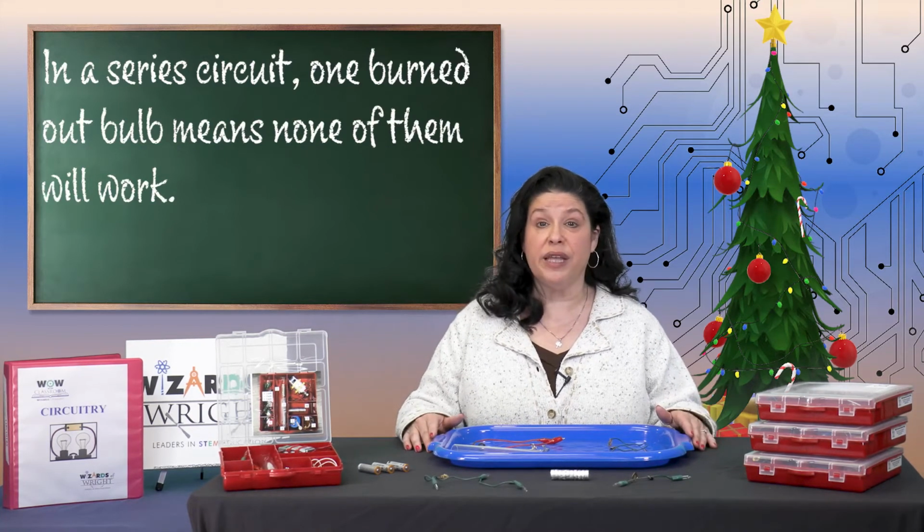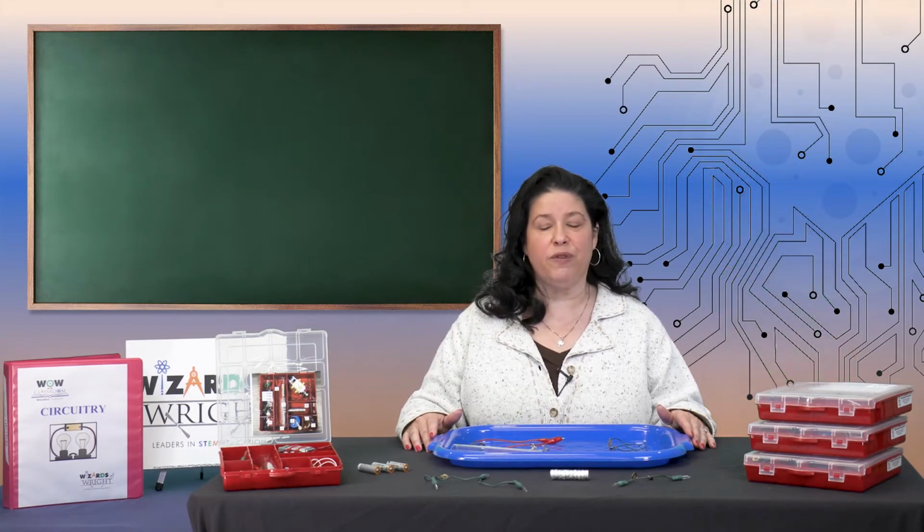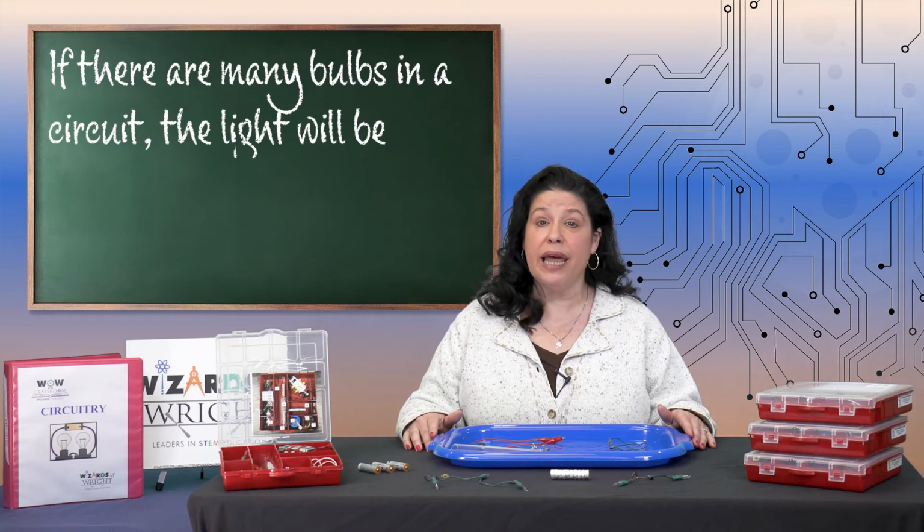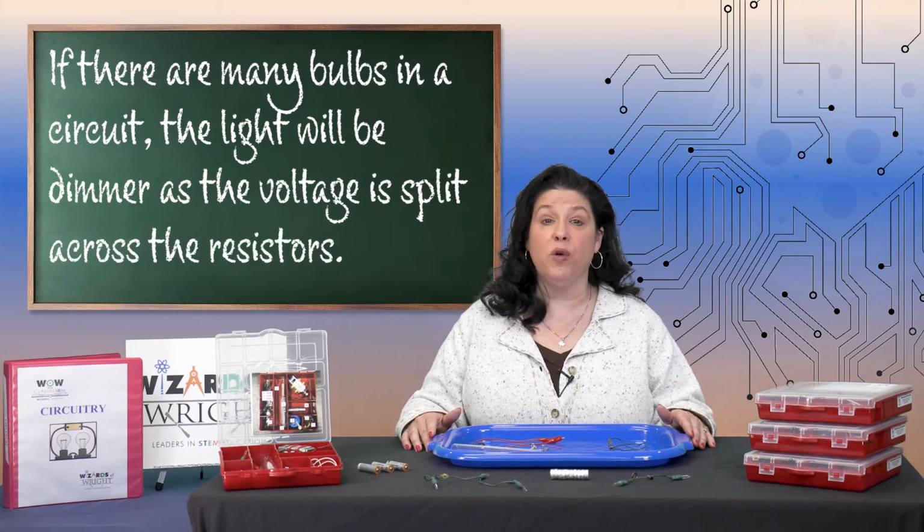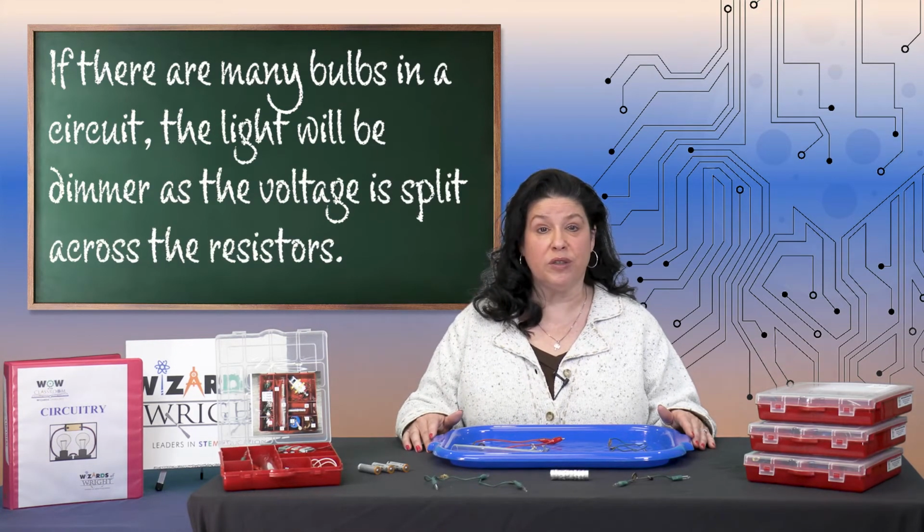One advantage to this is that you'll always know if there is a break in a series circuit. The disadvantage is that if there are many bulbs in a circuit, it's very likely that the light will be dimmer because the voltage is split across all of the resistors.